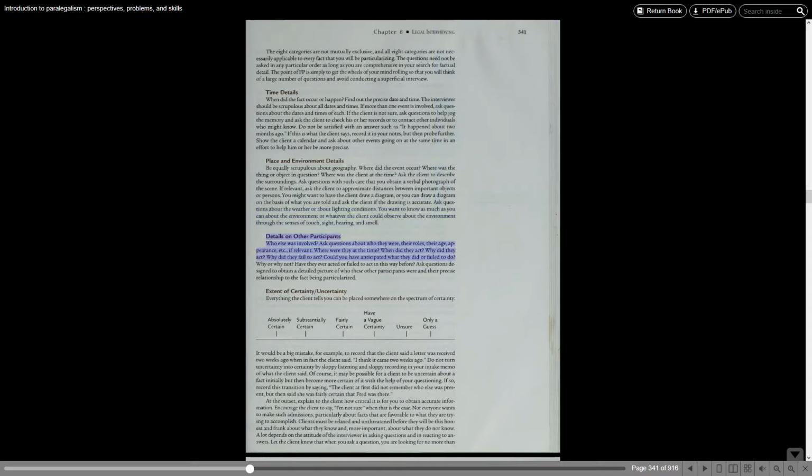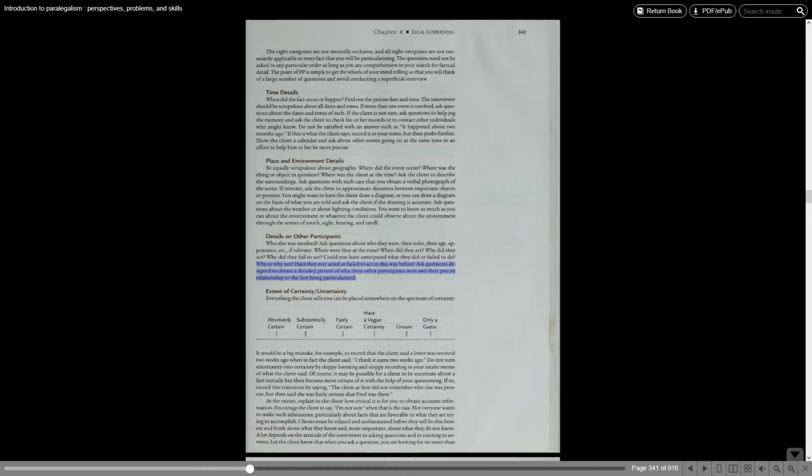Details on other participants: who else was involved? Ask questions about who they were, their roles, their age, appearance, etc., if relevant. Where were they at the time? When did they act? Why did they act? Why did they fail to act? Could you have anticipated what they did or failed to do? Why or why not? Have they ever acted or failed to act in this way before? Ask questions designed to obtain a detailed picture of who these other participants were and their precise relationship to the fact being particularized.